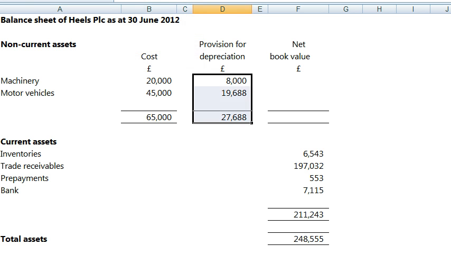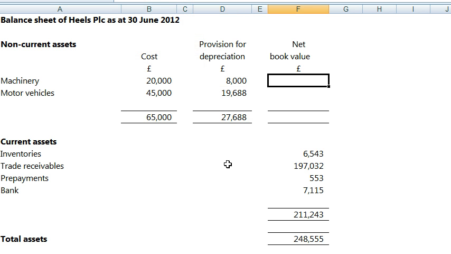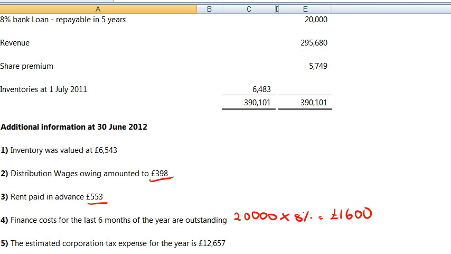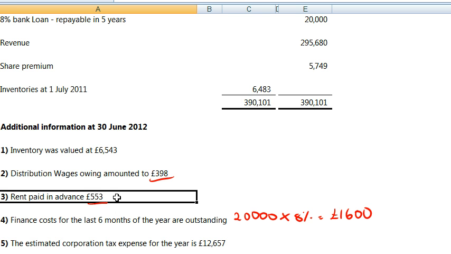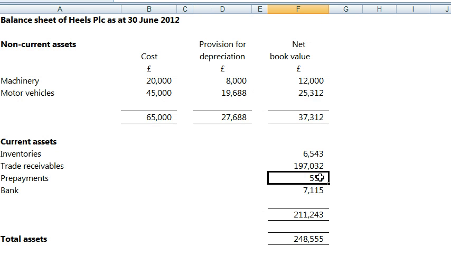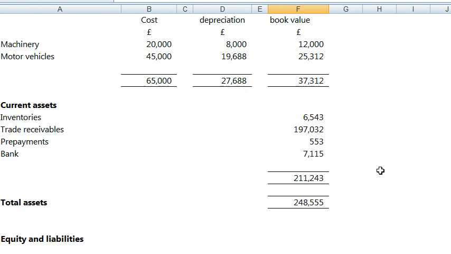Okay, that's it. And then don't forget to deduct the provision from the cost. You should see the value is going down. Don't forget this figure here for prepayments. Where do I get it from? Well, if you go to the trial balance, and it says here in the adjustments that rent paid in advance, 553. That is the prepayment. All you have to do is put the figure in. 553 there. Add that up, go down, same as normal.